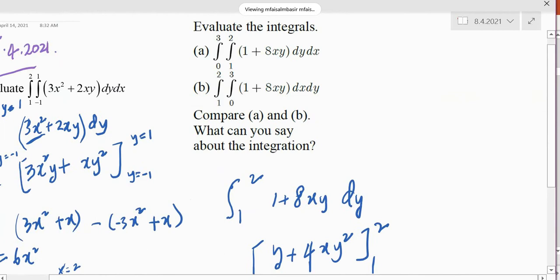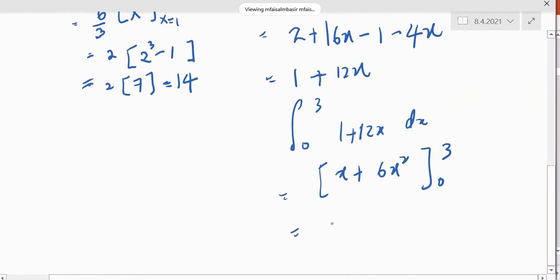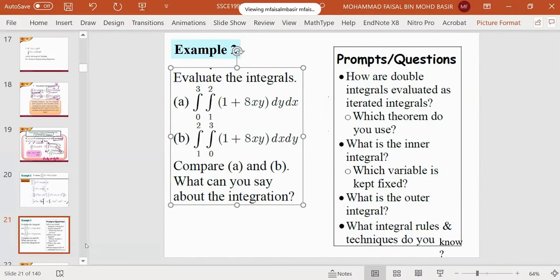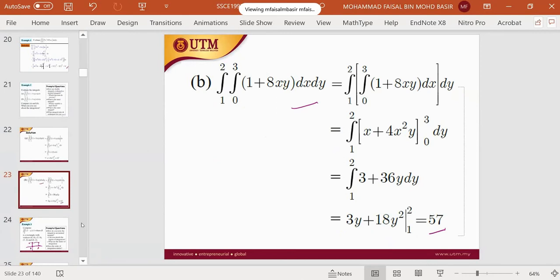Then you have to integrate from 0 to 3 dx. x plus 6x squared from 0 to 3. This is 3 plus 6 times 3 squared, which is 9 times 6, 54. So 57. Check. Is it correct? Okay, correct.